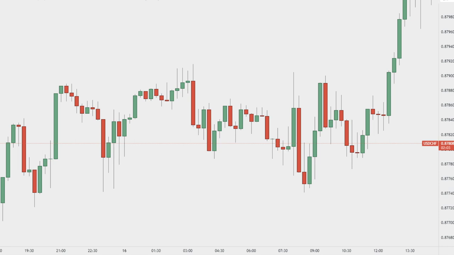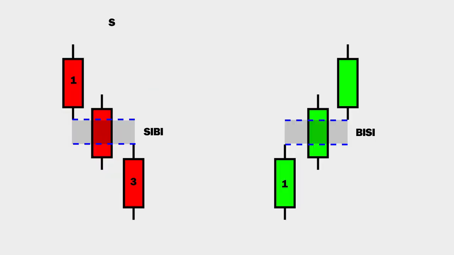We will explore several examples of identifying fair value gaps. Let's examine this section where we have the first candle's low extended and the third candle's high extended, creating a gap between them, forming a fair value gap. Another fair value gap emerges when the low of one candle does not overlap with the high of another, leading to a strong move in the opposite direction. Moving on to SIBI and BISI.